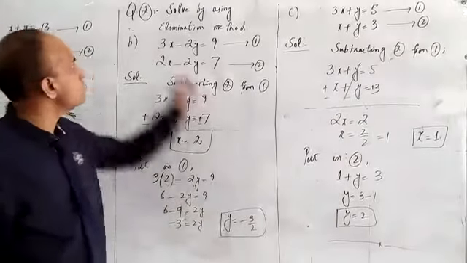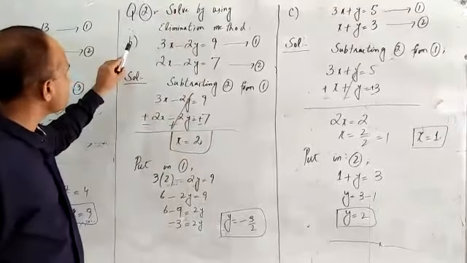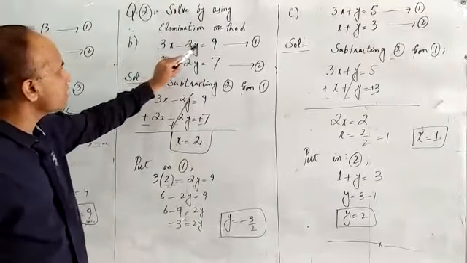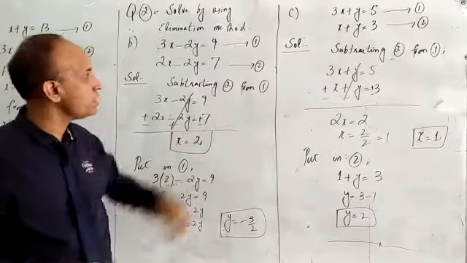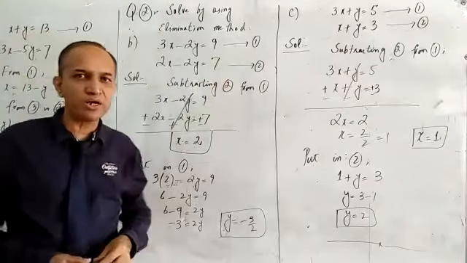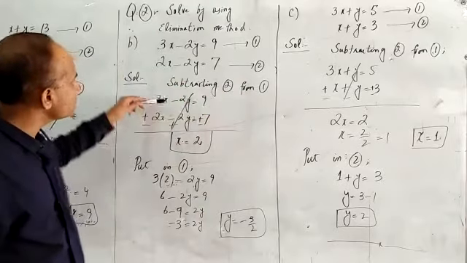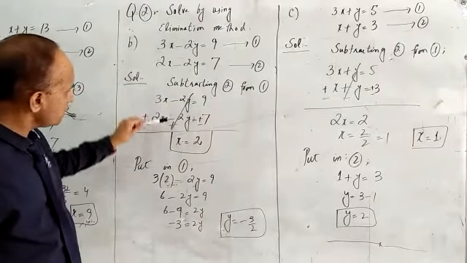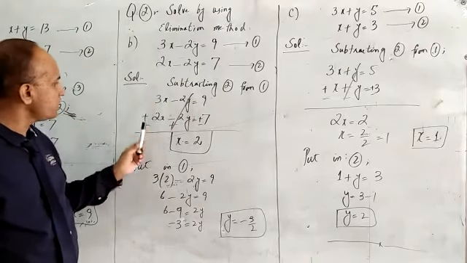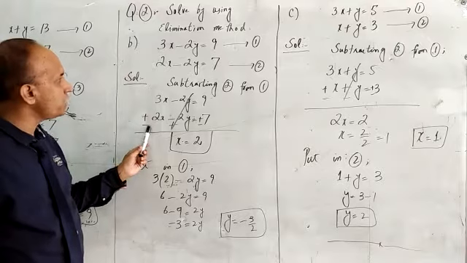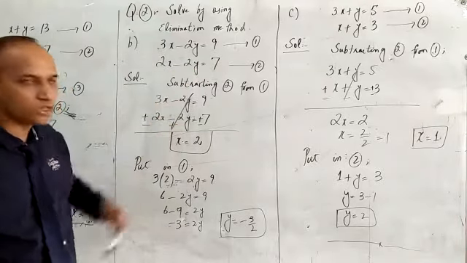Now we have question number 2, solve by using elimination method. In part B, we have 3x minus 2y is equal to 9, 2x minus 2y is equal to 7, and we call these equations 1 and 2. Now we subtract equation 2 from 1. When we subtract 2 from 1, the signs will be changed. The sign here is positive, it will be converted into minus and then this minus will be into plus and also plus is converted into minus.